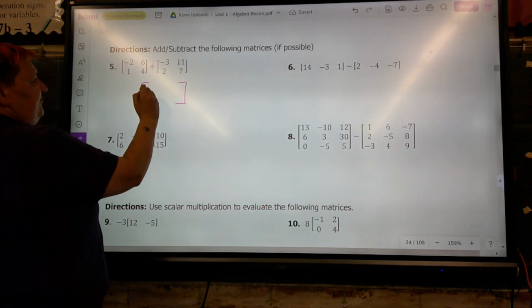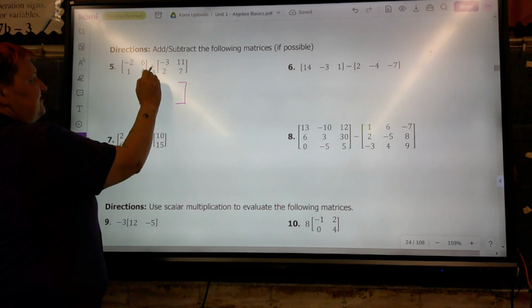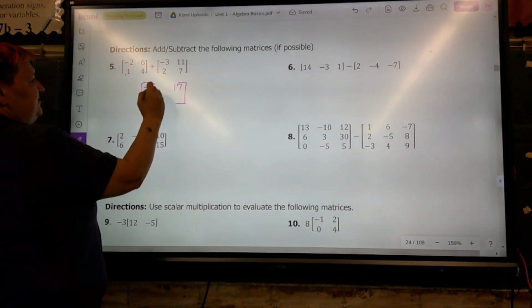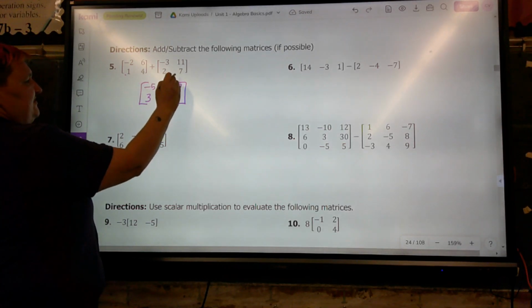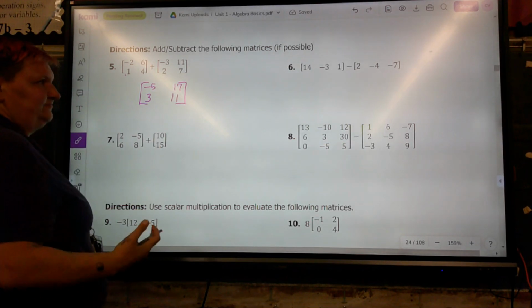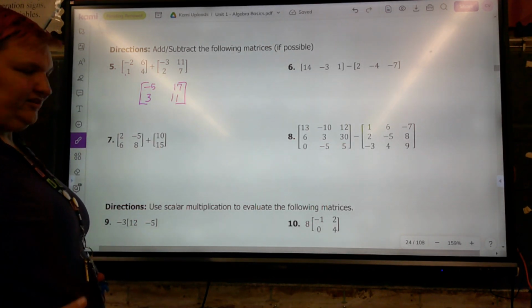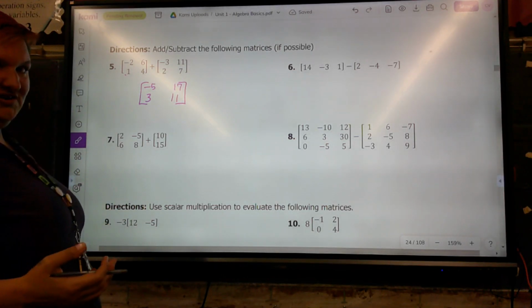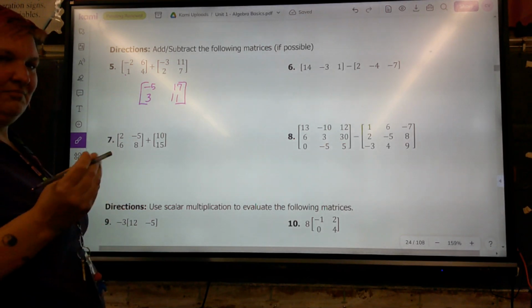Negative 2 plus negative 3 is negative 5. 6 plus 11 is 17. 1 plus 2 is 3. 4 plus 7 is 11. You're just creating another matrix the same size. You're just combining them.